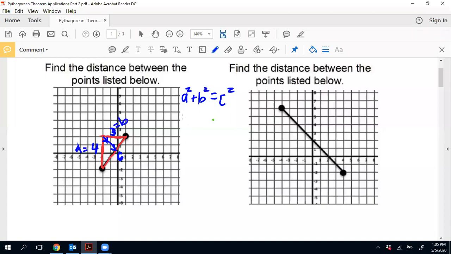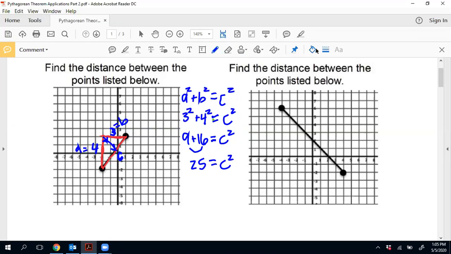So when I go to do the Pythagorean theorem, I can say that 3 squared plus 4 squared is equal to, and we're trying to find C, so we say C squared. Well, what is 3 squared? 9. And what is 4 squared? 16. So it's 9 plus 16 is equal to C squared. Well, 9 plus 16 is equal to 25. So it says 25 is equal to C squared.